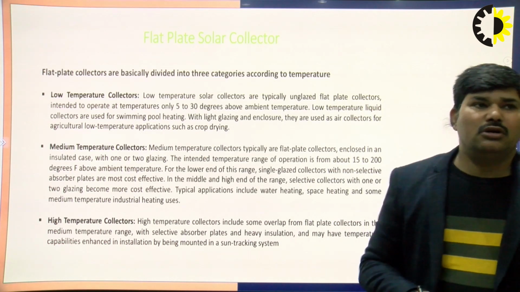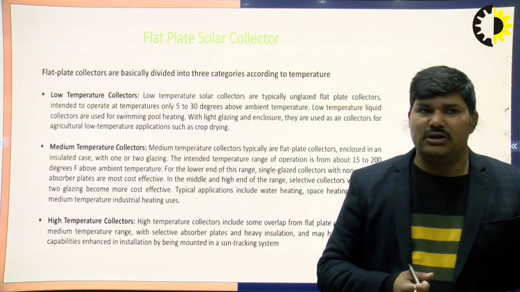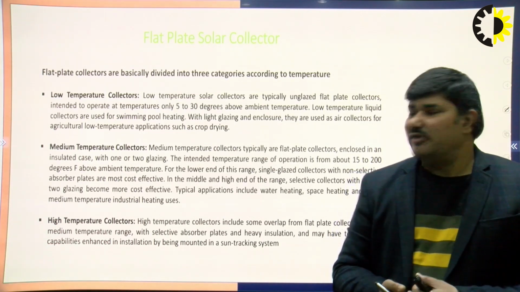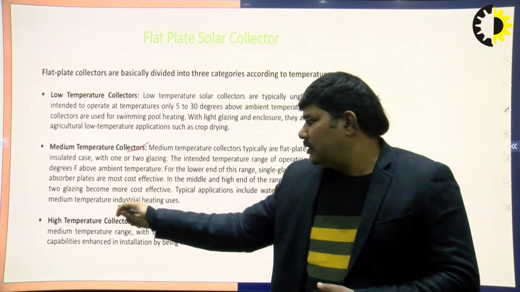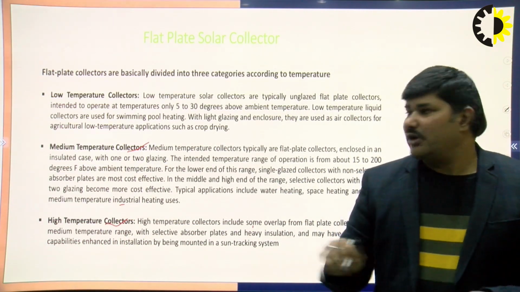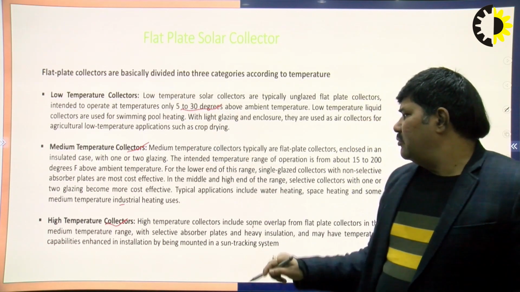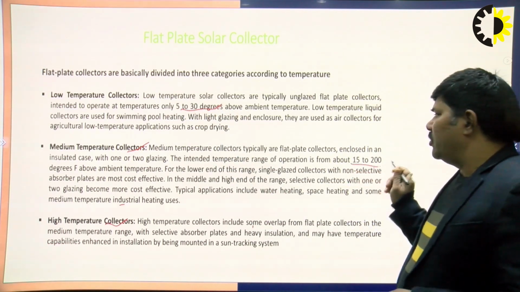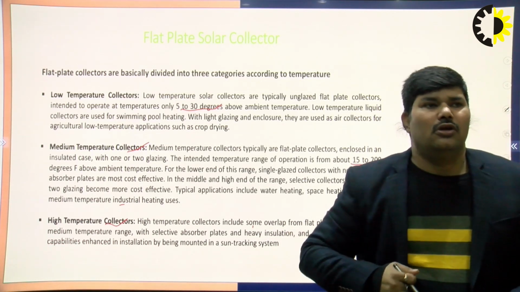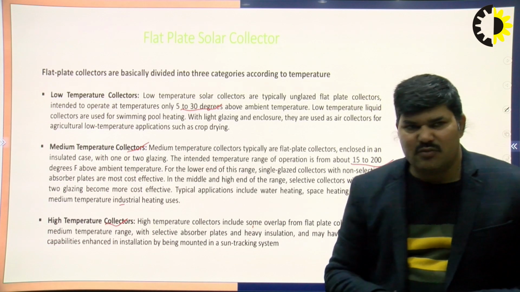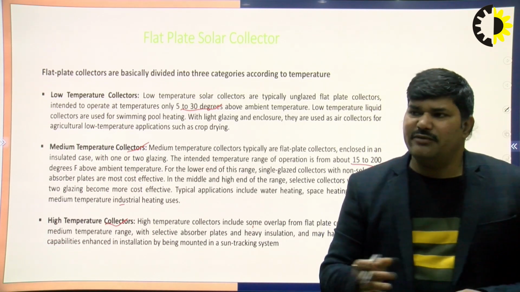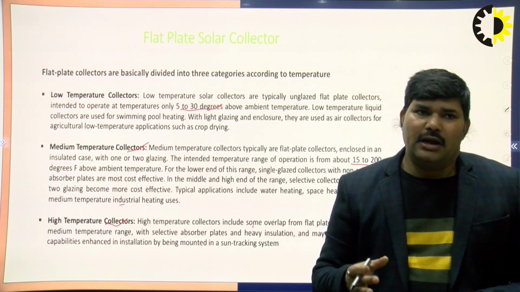So we can say flat plate collectors are basically divided into three categories according to temperature, as I have discussed: low temperature collectors, medium temperature collectors, and high temperature collectors. In the case of low, the range is between 5 to 30 degrees. In the case of medium, it is 15 to 200 degrees centigrade, and in the case of high temperature it is more than 200 degrees centigrade. The low temperature solar collectors are typically unglazed flat plate collectors and operate at temperatures of only 5 to 30 degrees above ambient temperature.